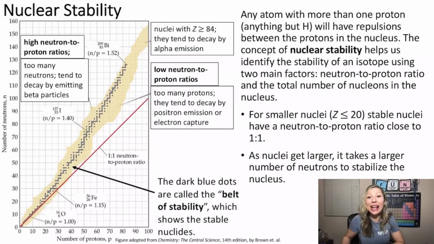Hello guys, let's talk about nuclear stability. If we have an atom that has more than one proton, there are going to be repulsions between the protons in the nucleus. And nuclear stability helps us identify the stability of an isotope using two main factors. The first one is the neutron-to-proton ratio, and the second one is the total number of nucleons in the nucleus.